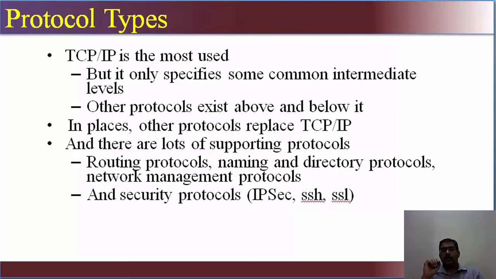Then the protocol types. TCP/IP is the most used, but it only specifies some common intermediate levels. Other protocols also exist above and below TCP, and in some places other protocols replace TCP/IP. And then there are a lot of supporting protocols like routing protocols, naming protocols, directory protocols, and network management protocols. Then you have security protocols, which are IPsec, SSH, SSL. To understand TCP/IP, we need the three-way handshake, how it establishes a communication from a client to a server. We will look at it in the coming slides.